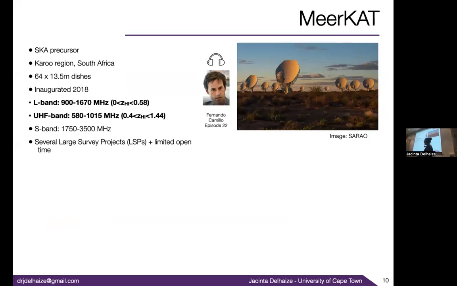So we've got L band, which is the higher frequencies, so that's smaller wavelengths. And then that takes us out, if we're talking about H1, to a redshift of about 0.58. And then we have the UHF band, which stands for ultra high frequency, but is a misnomer because it's actually lower frequency than L band. So that takes us between redshift 0.4 and 1.44, so longer wavelengths.